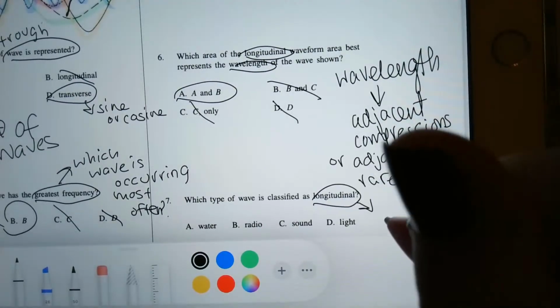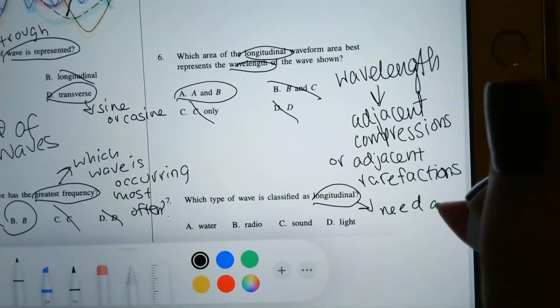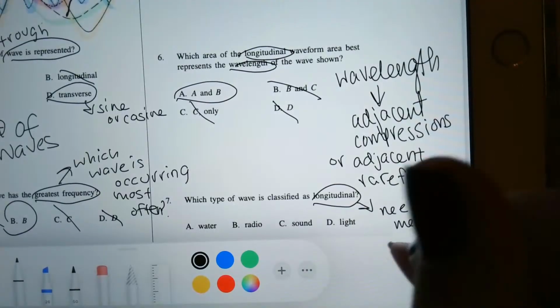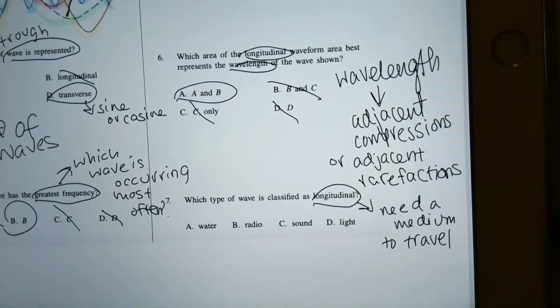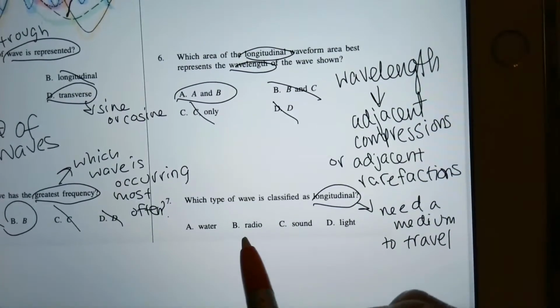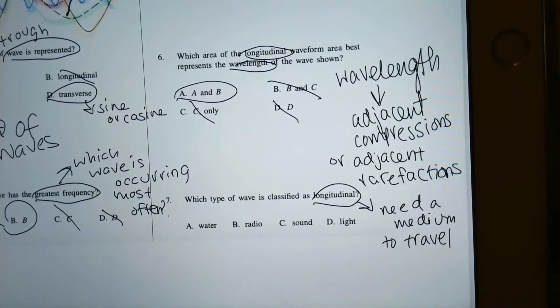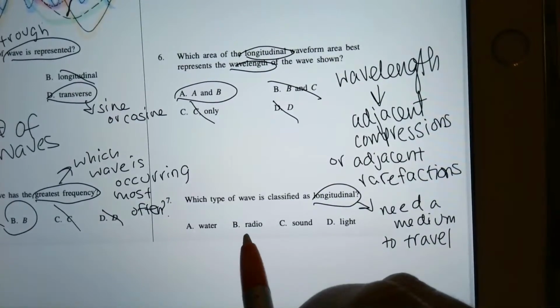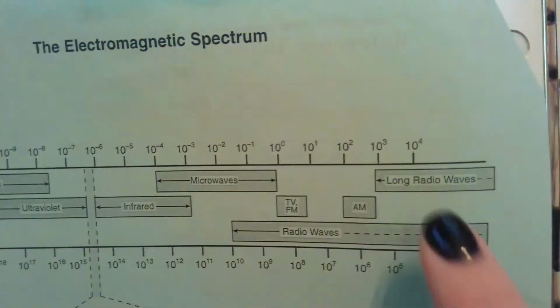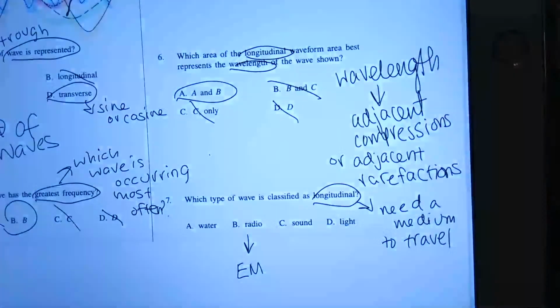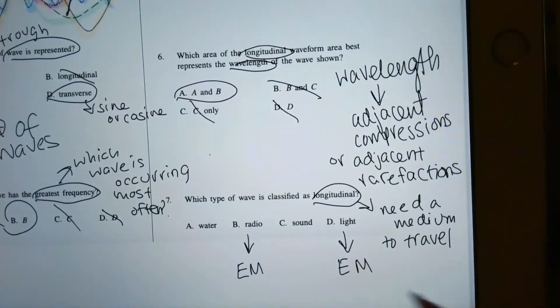So again, this is something that's going to need a medium to travel. For example, this type of wave cannot travel in space as there is no medium for it. So if we look at our answer choices, some of us would say, oh my gosh, how could it be radio wave, right? Radio is an electromagnetic wave. It's part of our beautiful handy dandy electromagnetic radiation diagram. We see the radio waves right here. So this is an EM wave. Same thing right here. This is also an EM wave.